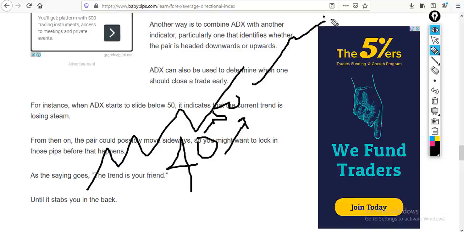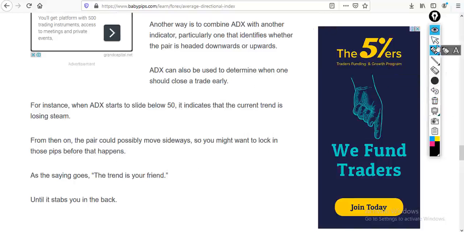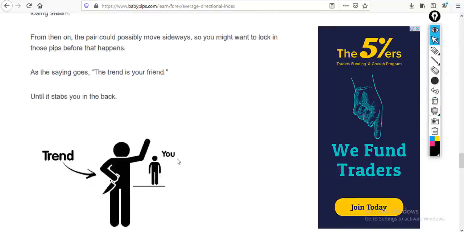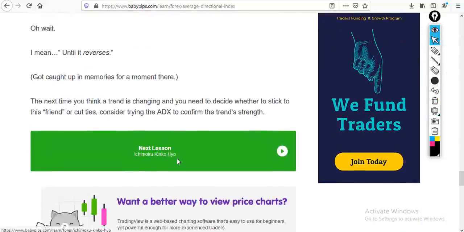Okay, so that's it for the ADX, the average directional index indicator. We use it to indicate whether we are in a ranging market or in a trending market.